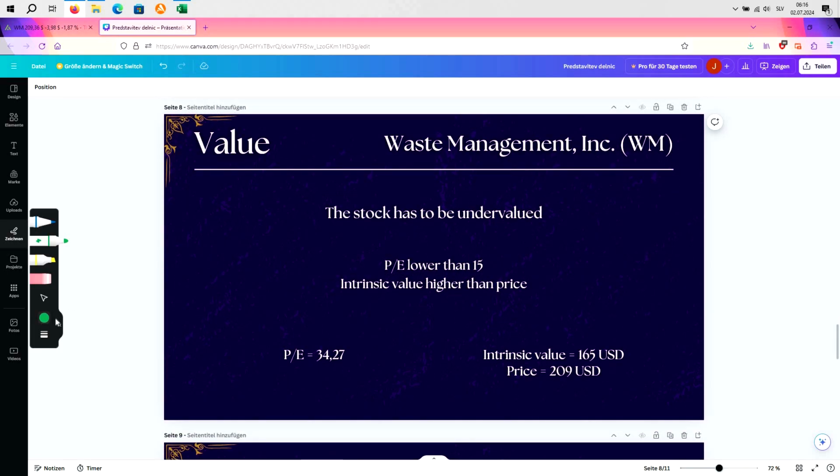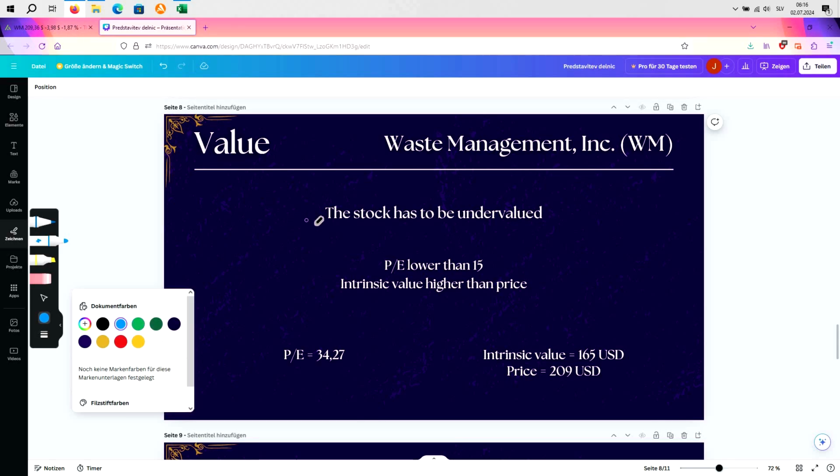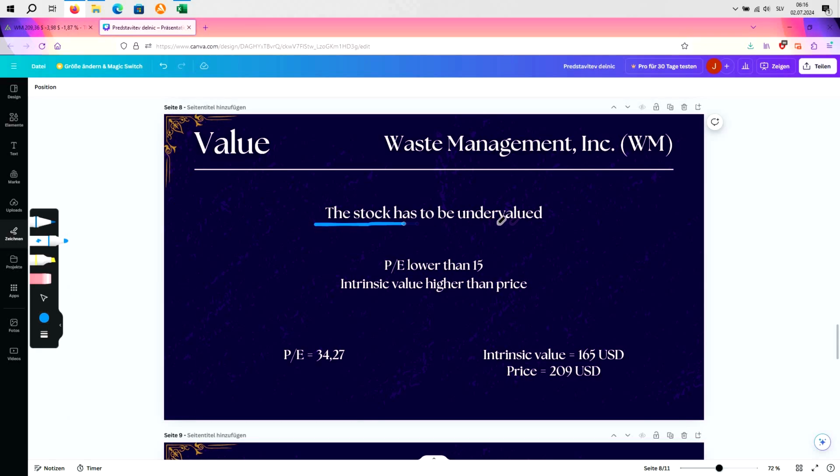Now we come to the value, and bro, we as dividend investors or overall investors, we want to invest in stocks that are undervalued, okay? We want to invest in stocks that have those nice bargains. How do we measure valuation? With two little measurements, so to say. One is P/E ratio and the other one is called intrinsic value.